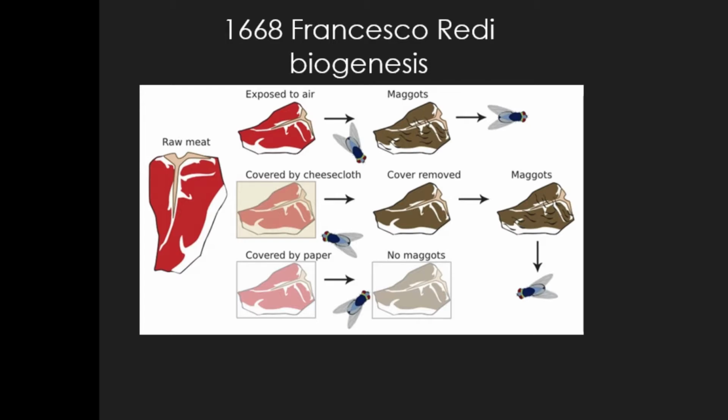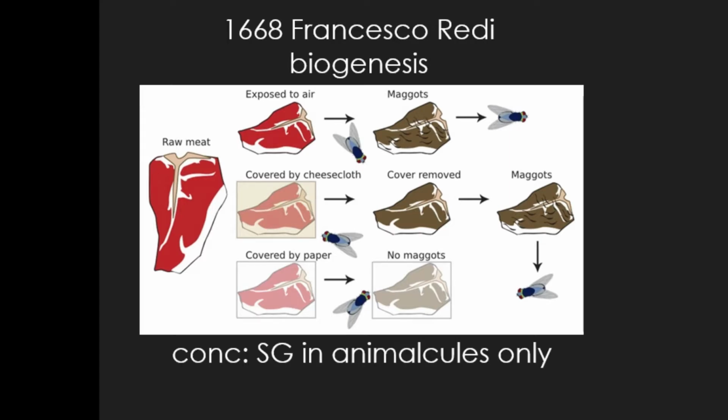And then he has this third control where he's covered the meat with paper. He leaves the meat covered and no flies emerge. And so he publishes these data, and his conclusion is biogenesis, right? There's no such thing as Aristotelian abiogenesis. These guys are not spontaneously generating as the meat decays. They are there because flies laid eggs, and flies come from flies, not putrid matter.